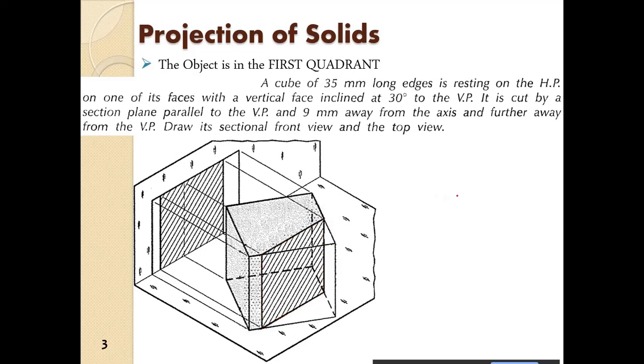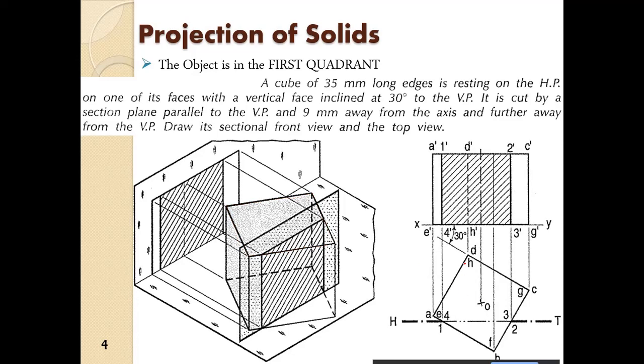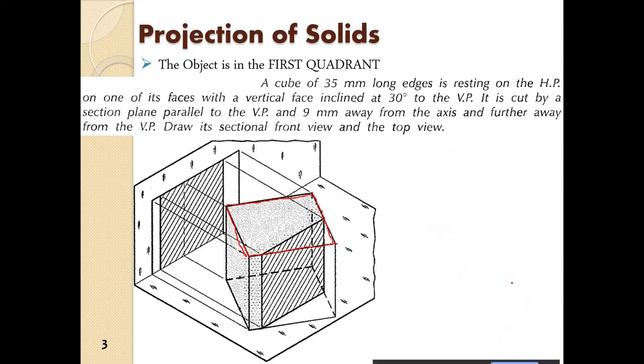So first of all, we draw the top view of the cube. Then we draw the intersection plane. So this intersection plane is what we draw.